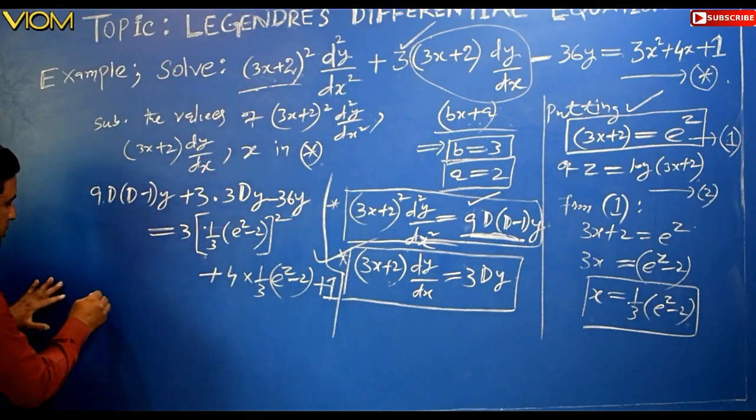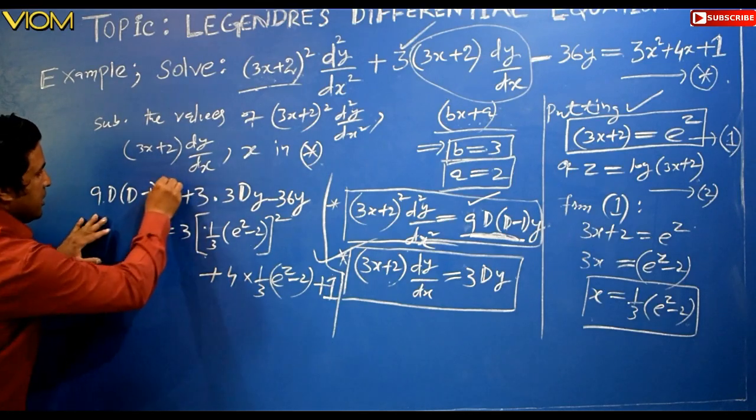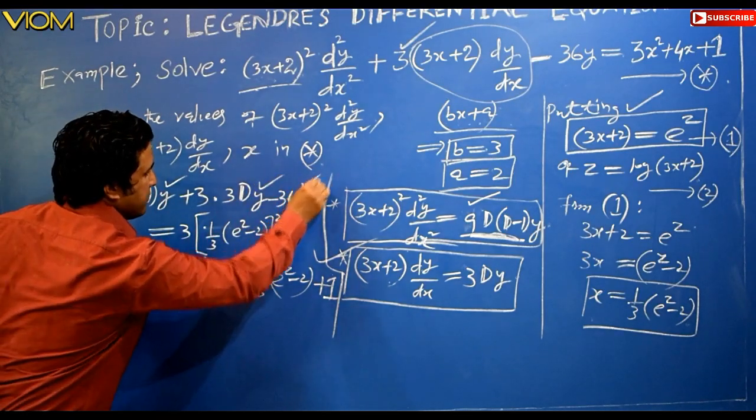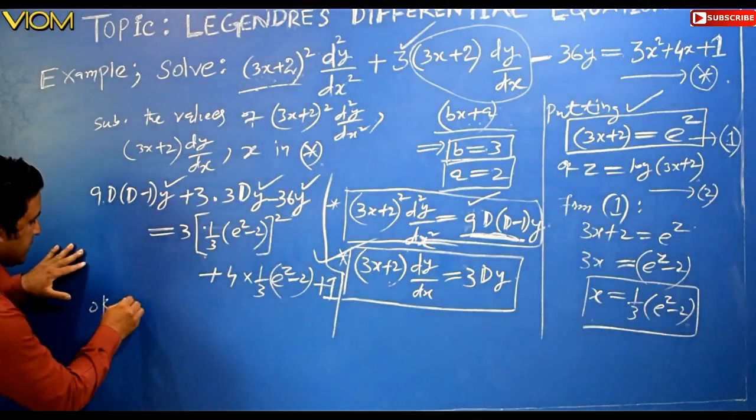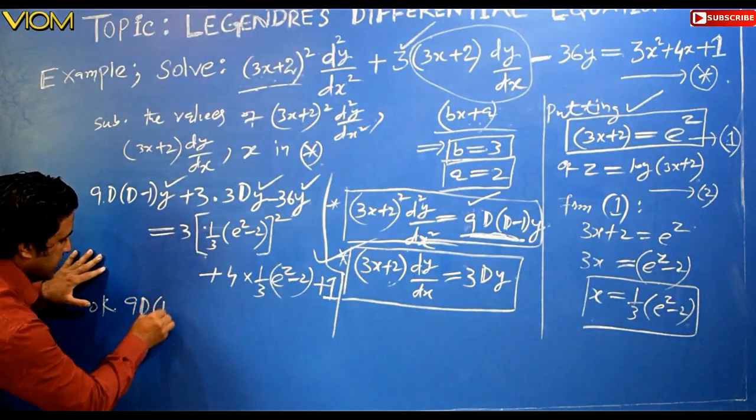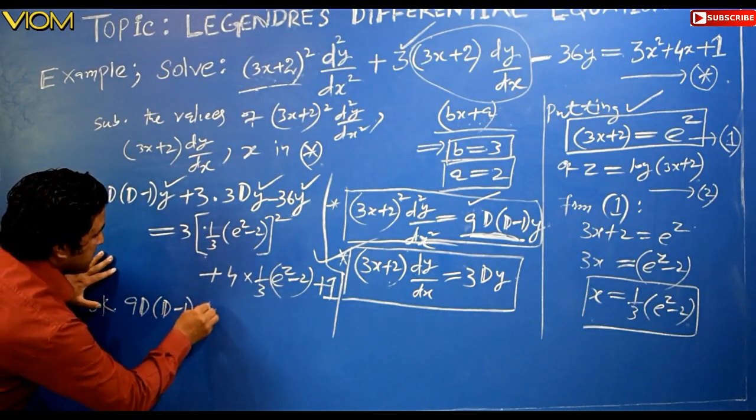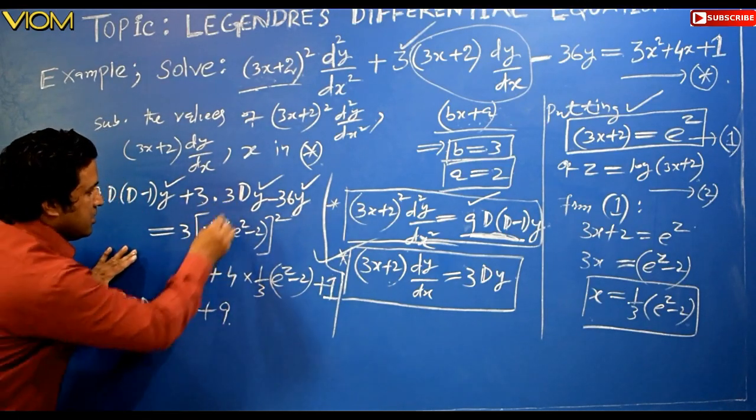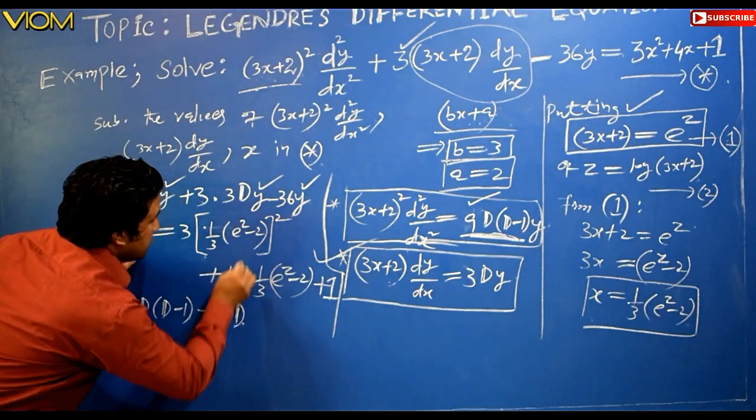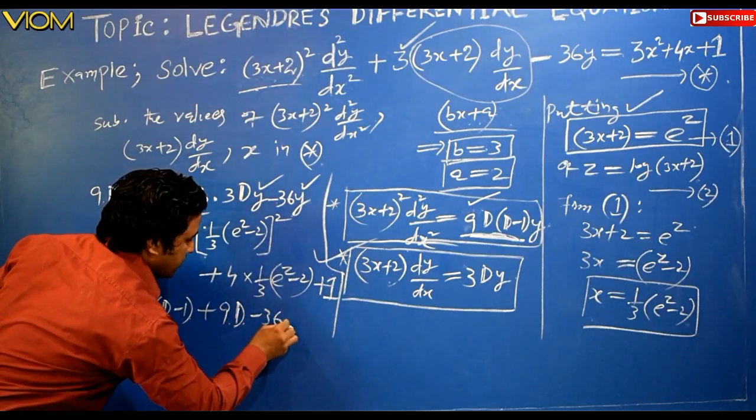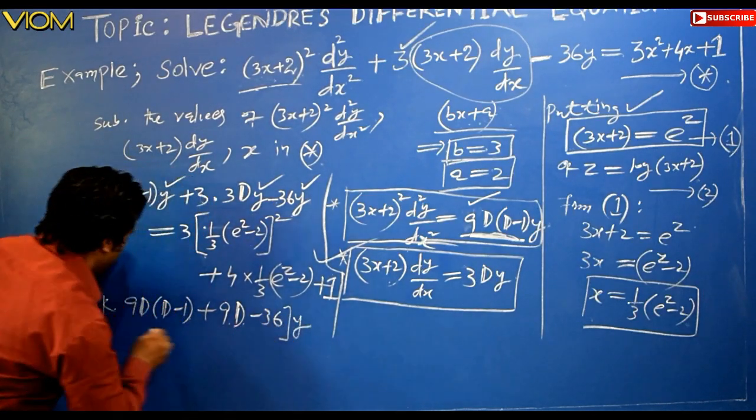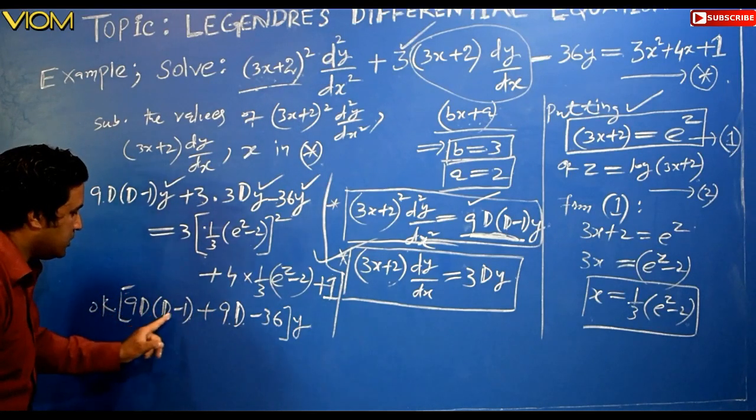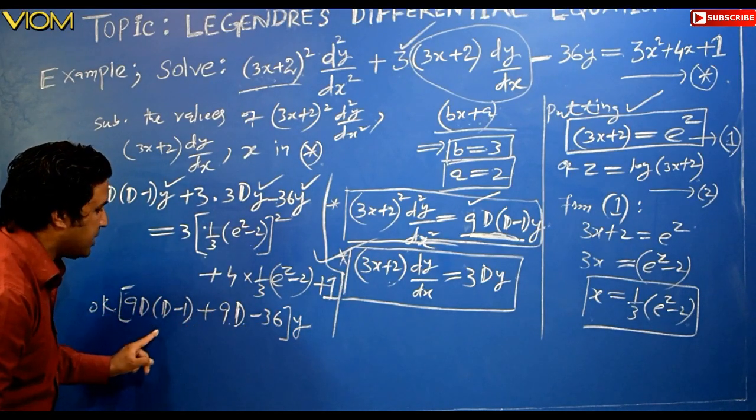So I will simplify this. Here is y, here is y, here is y. We'll take y common. This becomes 9d into d minus 1, plus 3 into 3, 9, this is d, minus 36. We will take y common from each and every term in the left hand side.